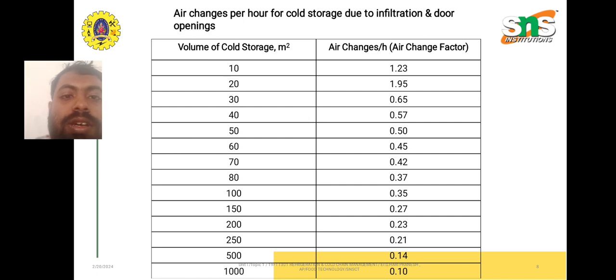This discusses air changes per hour for cold storage due to infiltration and door openings. For example, for 10 meter square, the air change is 1.23, and for 20 meter square, the air change is 1.95. Similarly, up to 1000 meter square, it is 0.10. Similarly, for each change in volume, the air changes.